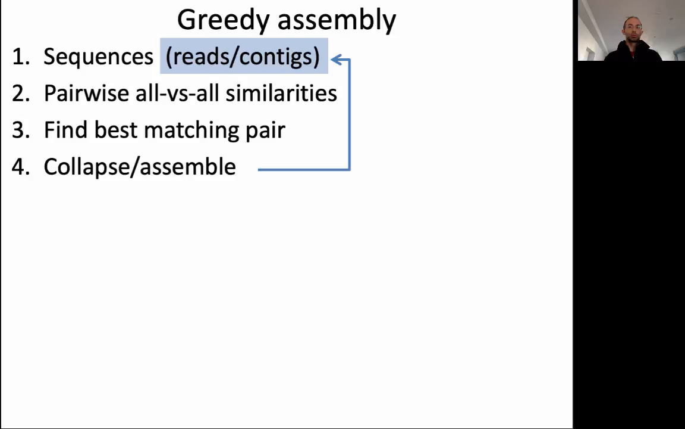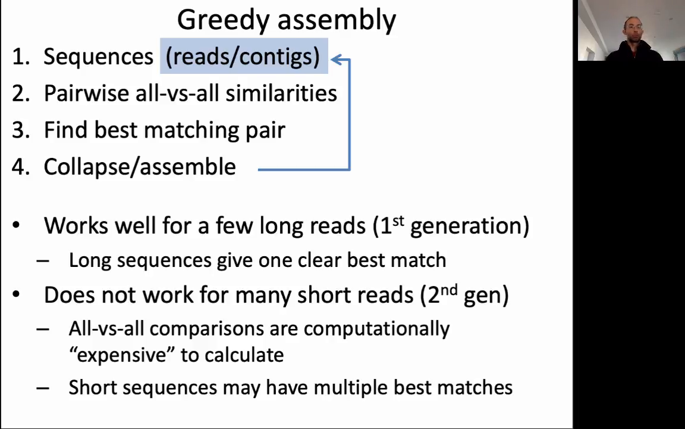You can imagine that this could work well if you have not too many sequences in your data set, and if the sequences that you are comparing are quite long. Longer sequences would give a clear best match in the third step of the greedy assembly algorithm, and this best match would allow those sequences to be easily assembled. But if you don't have very long sequences, you might get multiple best matches. So this is going to be a problem.